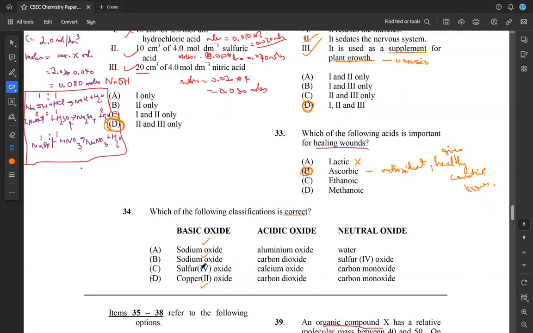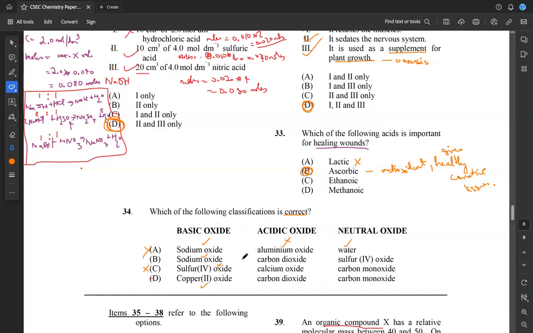Let's see. So sulfur 4 oxide wouldn't be a basic oxide. It would actually be an acidic oxide. So this is wrong. That's in the wrong column. So we can strike out that one. Strike out C. That's not going to be correct because this one is wrong. Aluminium oxide now. Aluminium oxide is a neutral oxide. So that's in the wrong column. Water is neutral, of course. So that's in the right column. But we can strike out A because if one is wrong, the whole thing is going to be wrong.